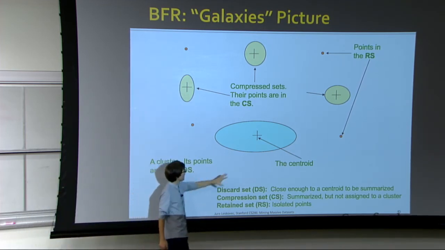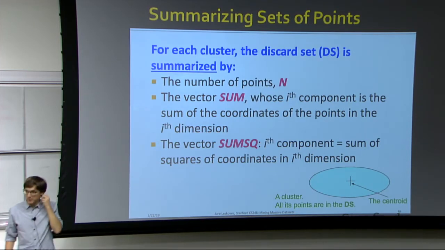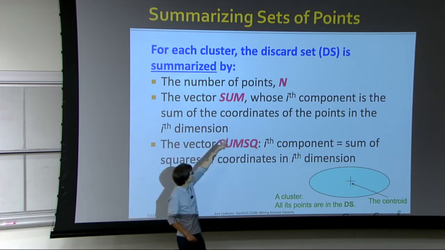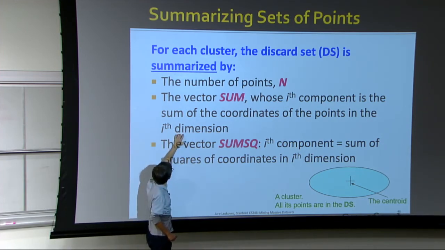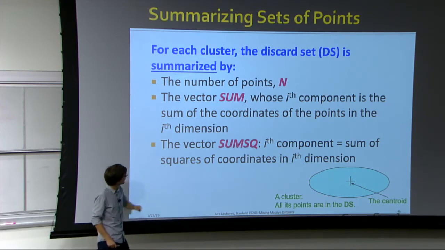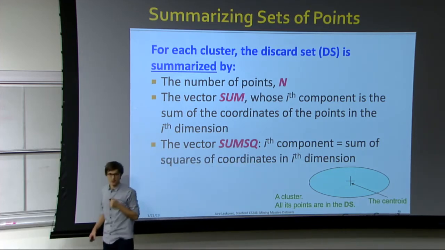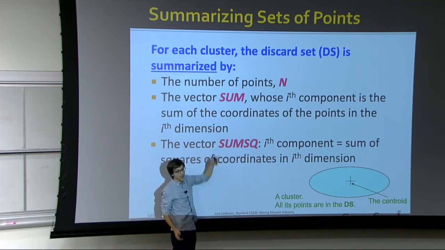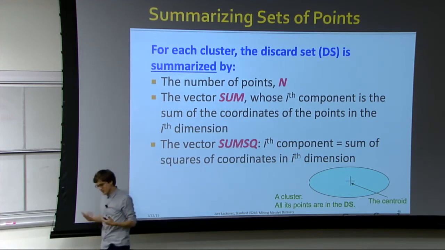So now the question is, how do I do this summarization of the discard set and the compression set? And here is a simple but effective idea. I will summarize each cluster with three numbers, or one number and two vectors, right? I will have the number of points n, and then I'll have this vector sum whose ith component is just the sum of the coordinates of all the points along that ith dimension, right? And then I'll have another vector, I'll call it sum sq, which is the sum of the squares of the coordinates on that dimension. Okay? So essentially, to summarize a cluster, I keep a counter of the number of points, and then I keep two vectors. One is the sum of the coordinates, and the other is the sum of the squares of the coordinates. And you can see where I'm going with this, right?